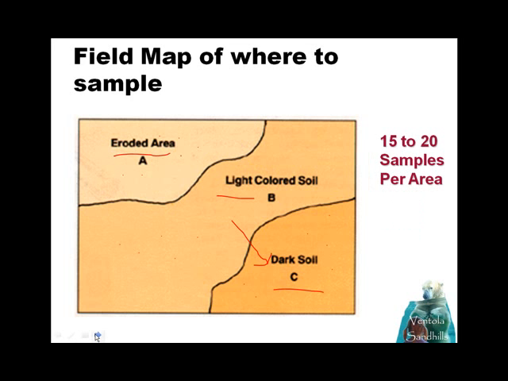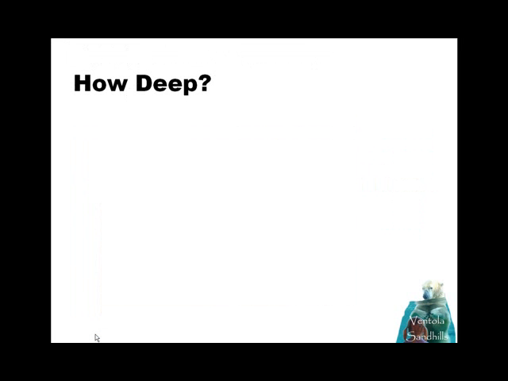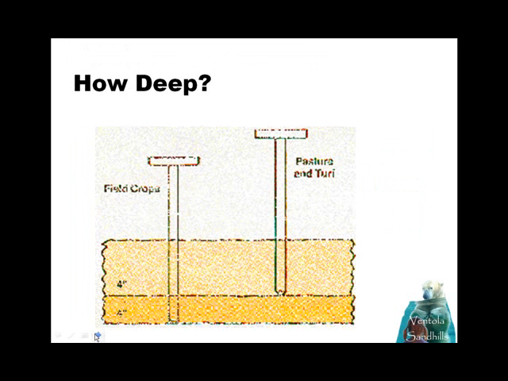How deep? 3, 4, 6 inches. Mark your probe. Be consistent. Probably shallower for pasture and turf than field crops is what this is showing. So 4 inches is probably good. A lot of your results will come from that top layer. It all should be within the rhizosphere, so it all should be within areas where there's roots.